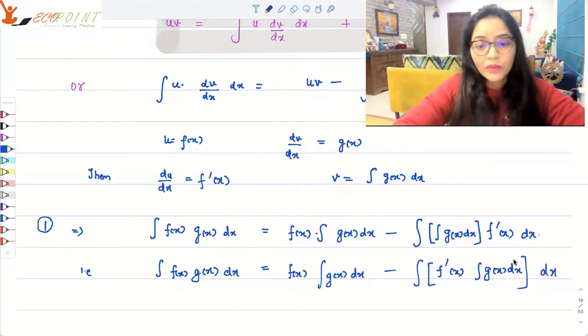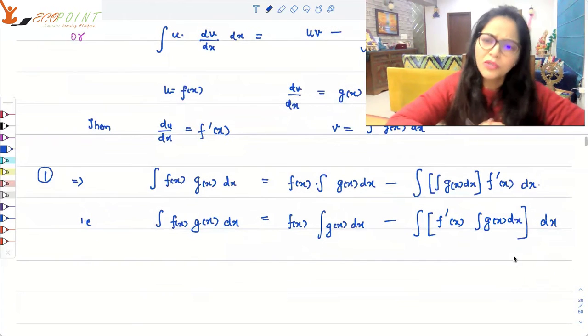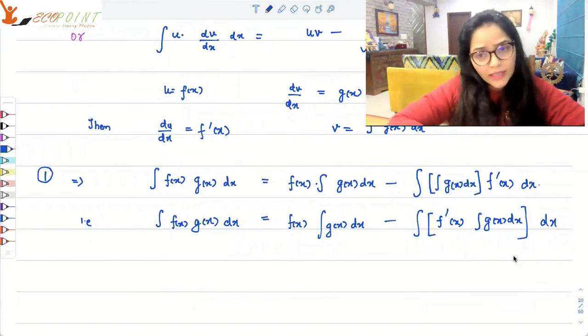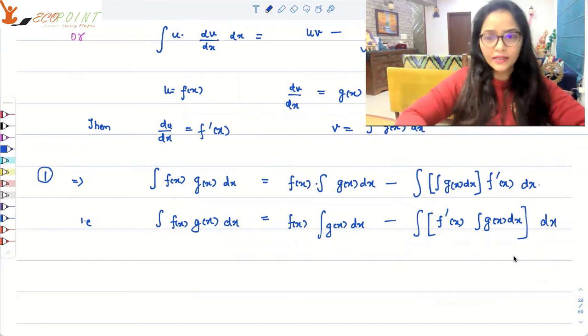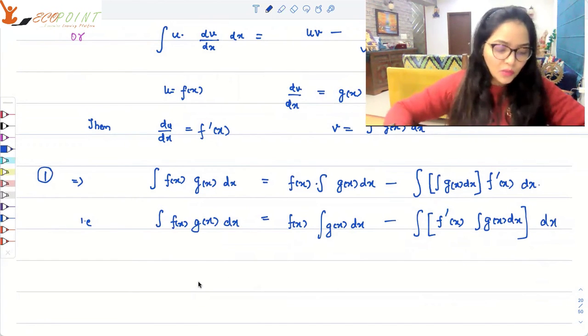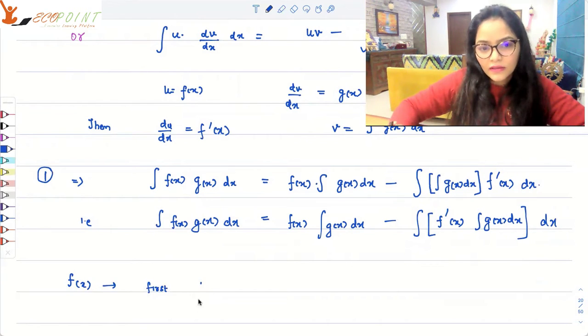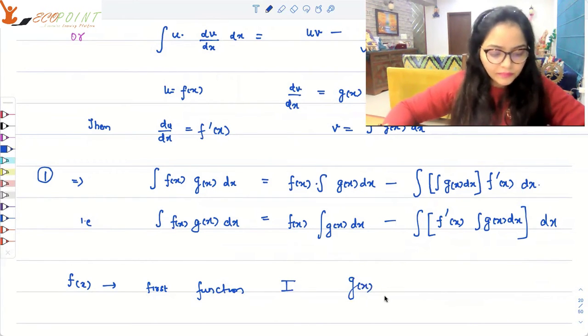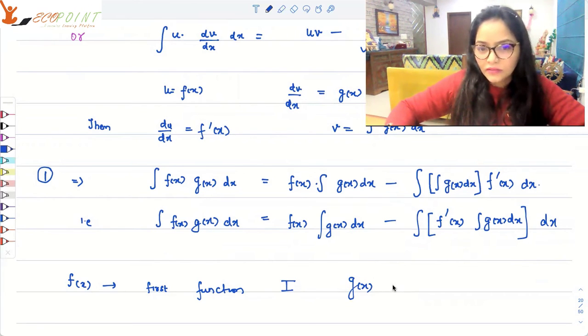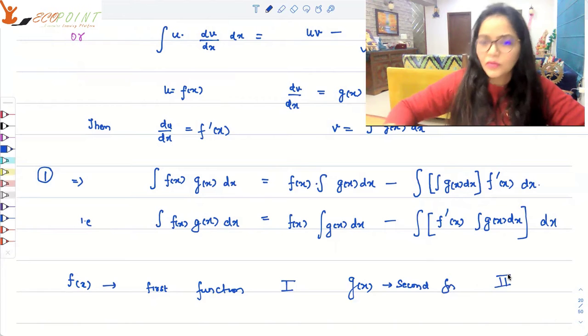Now with questions, you can practice and figure out what should I take as my fx and what should I take as my gx. That's what we understand with some examples. So what you need to understand is we call fx as the first function. I will generally mark it 1. Gx as the second function, and I will mark it as Roman 2.